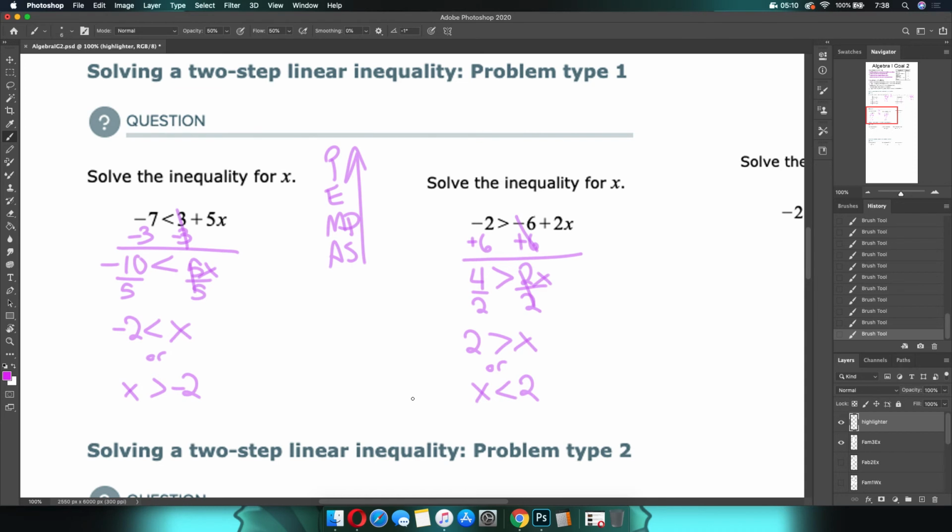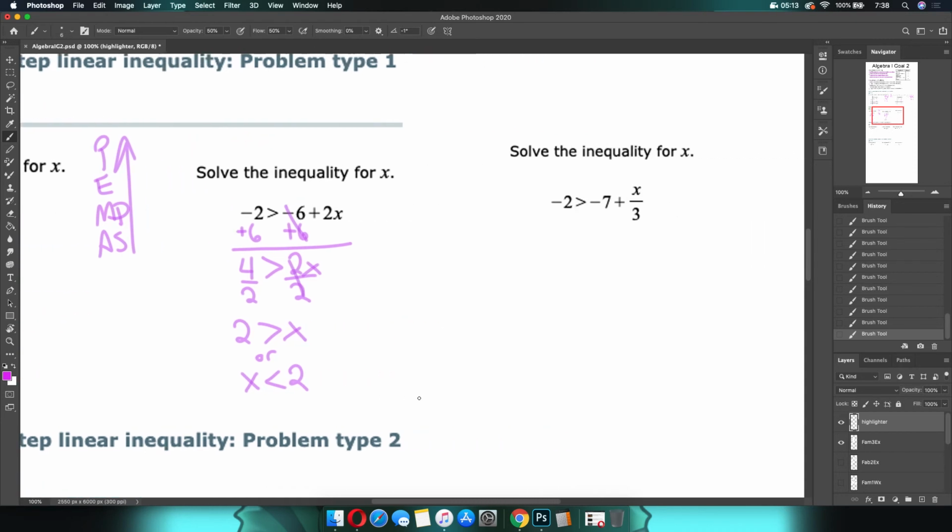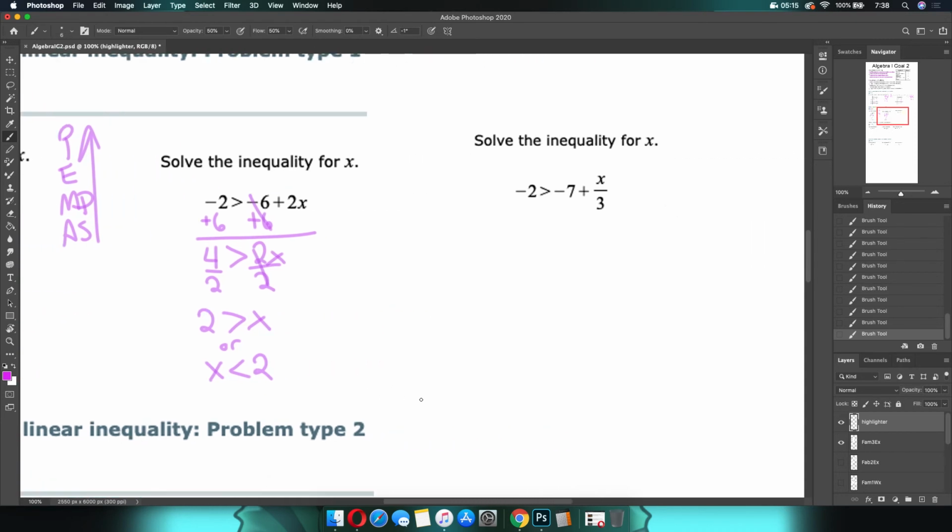All right, one more problem to make sure that you're comfortable with this. Oh no, there's a fraction, the horror. Except in the last video, this was talked about in greater detail. So again, same old, PEMDAS in reverse. We're going to add 7 to both sides. So what does that mean? X over 3. The greater than doesn't change.